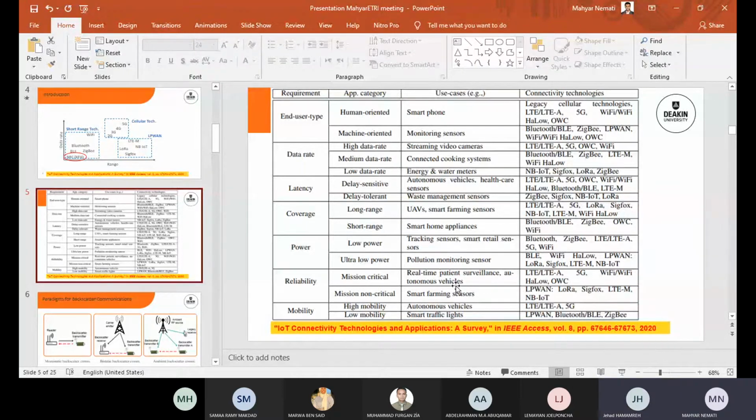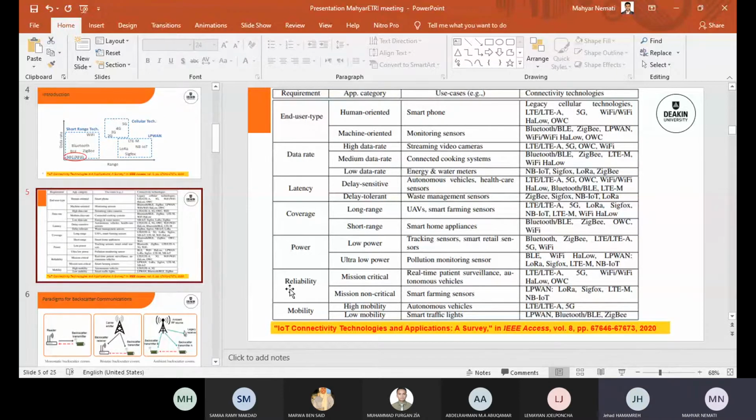So again, here there is a table. I don't want to go through the details, but the reason I included it in this presentation is the valuable information provided here. There is a very thorough classification of the applications versus the nominated or potential connectivity technologies that are suitable for those applications.